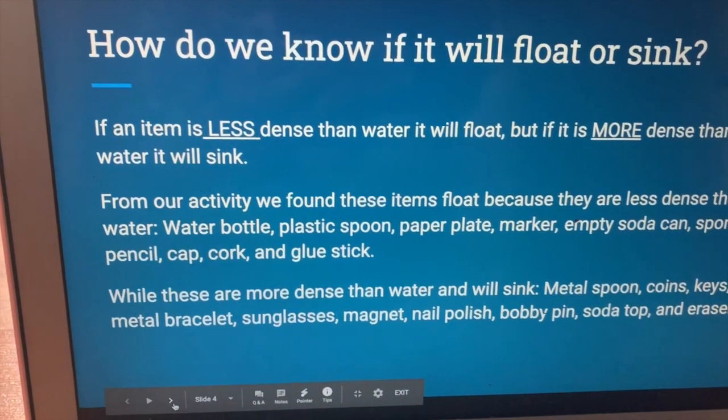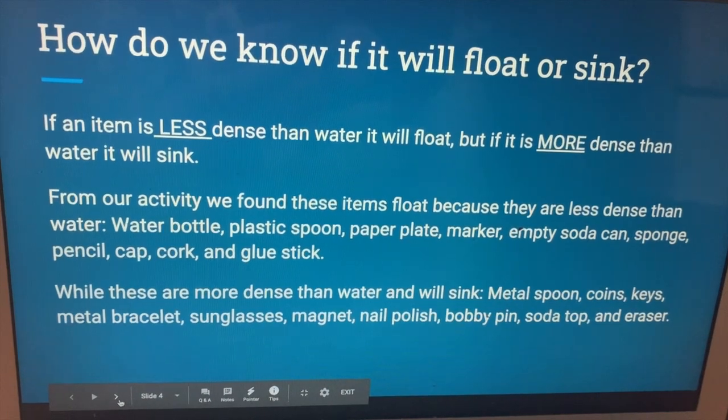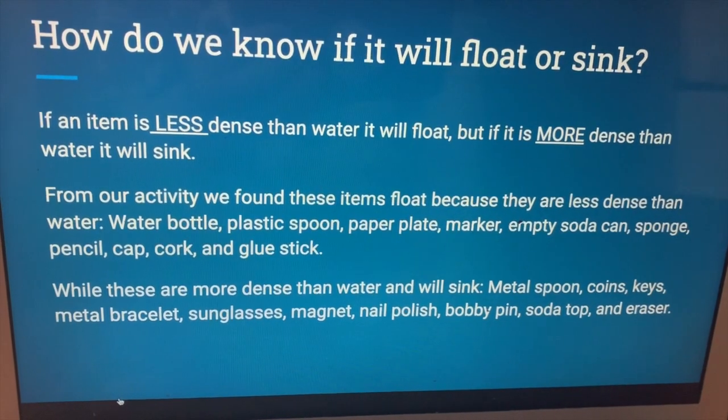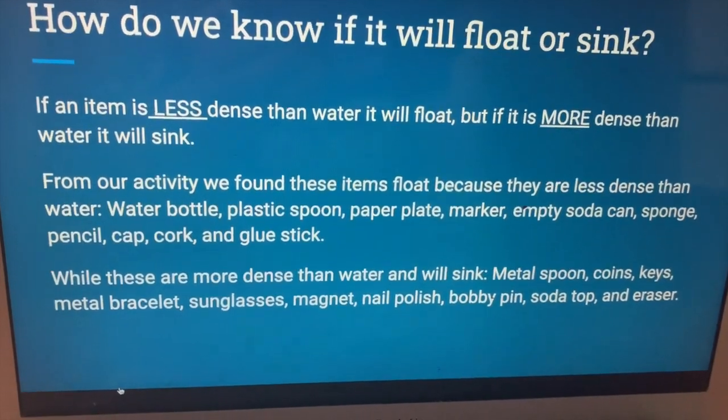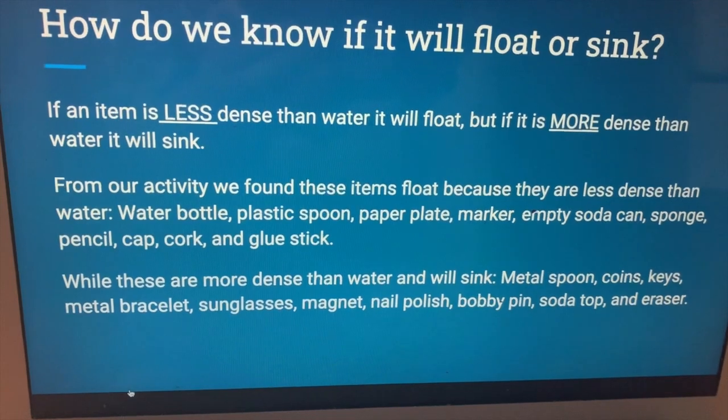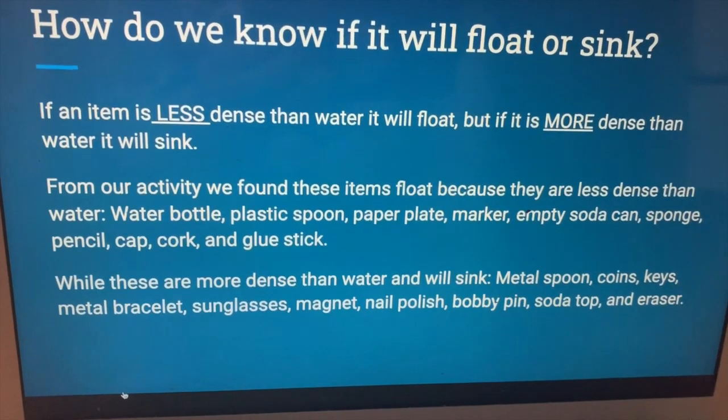So from our activity, here's some of the items that we found that float, and here are the items we found that sink. And the items that float, they float because they are less dense than water. And the items that sink are more dense than water.